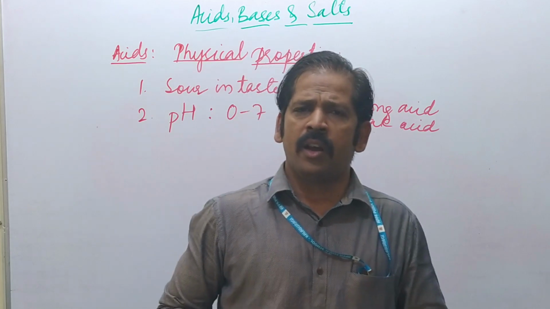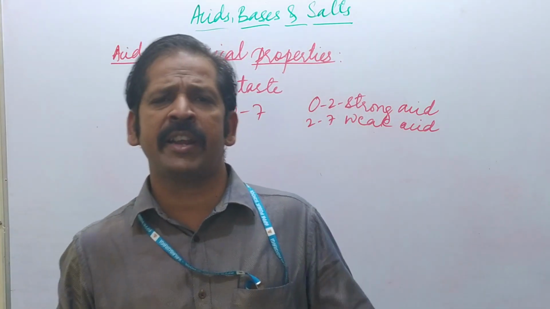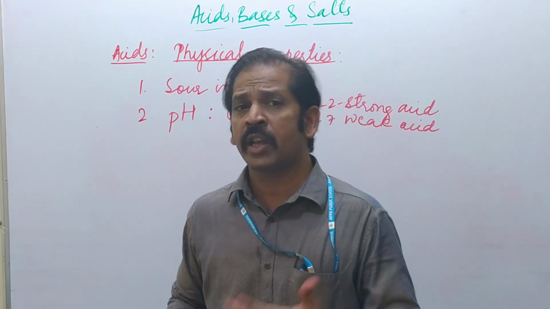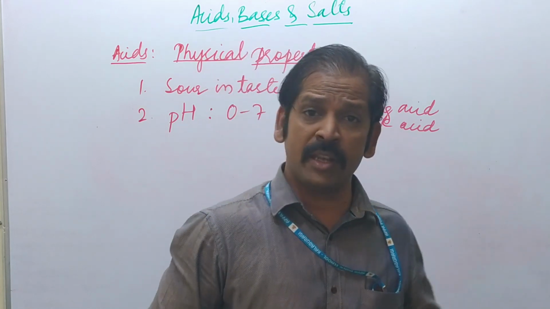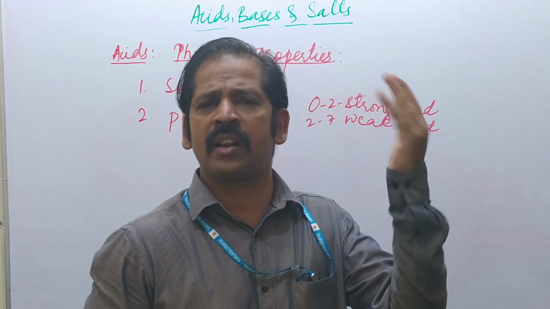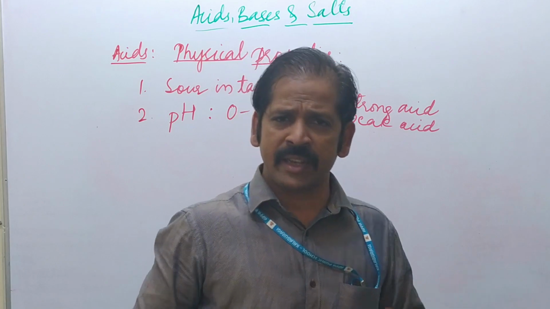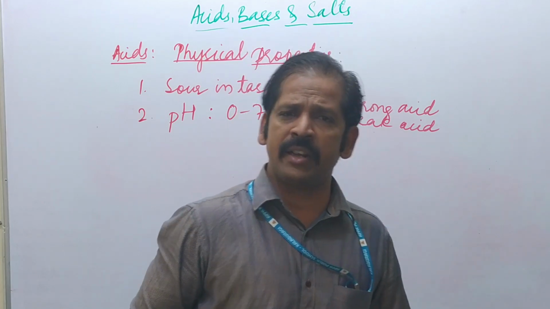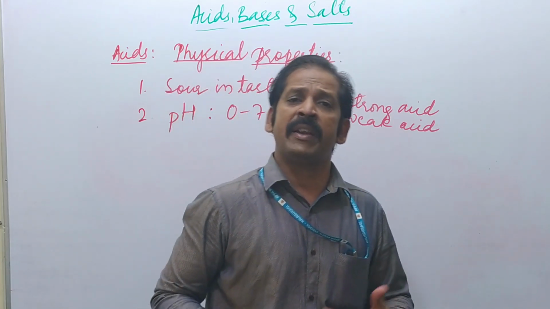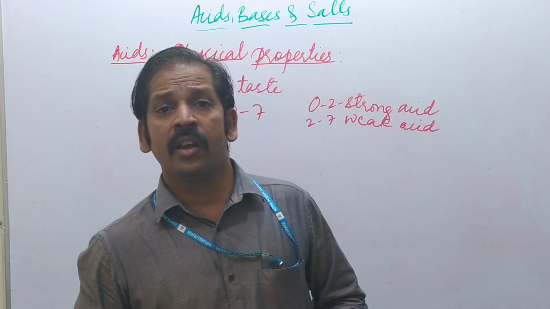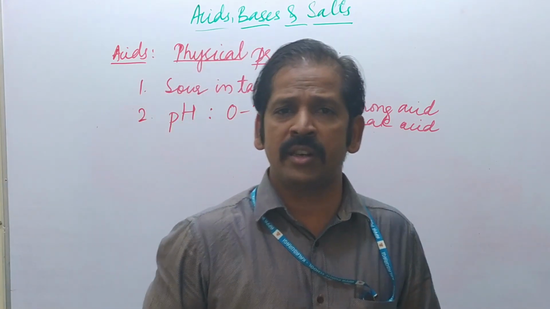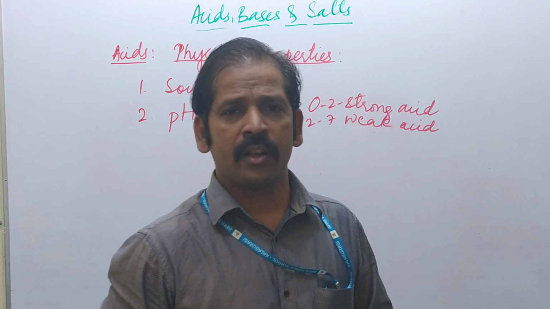Strong, which is weak. Hydrochloric acid, sulfuric acid, nitric acid, those all are considered as strong acids. Remaining, maximum all the acids are weak acids. It may be acetic acid, oxalic acid, malic acid, tannic acid, or tartaric acid. Those all are considered as weaker acids.